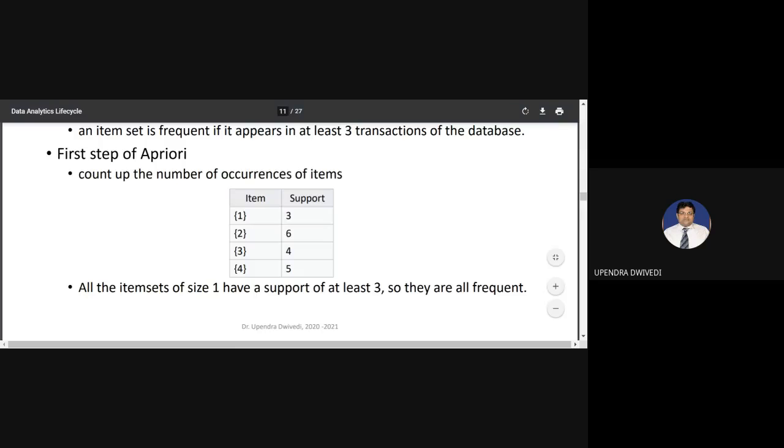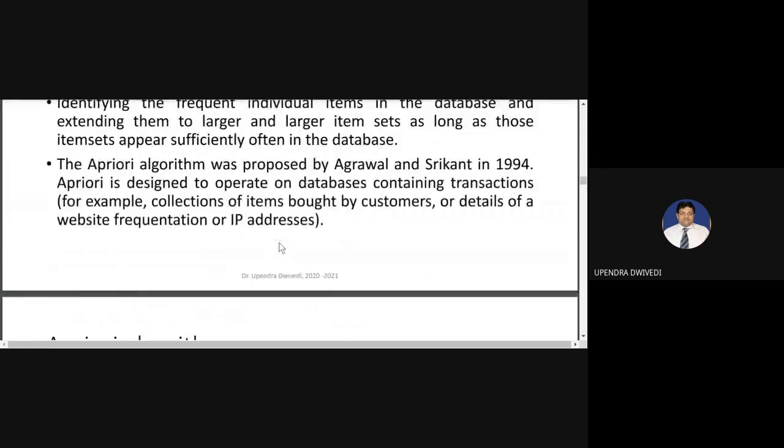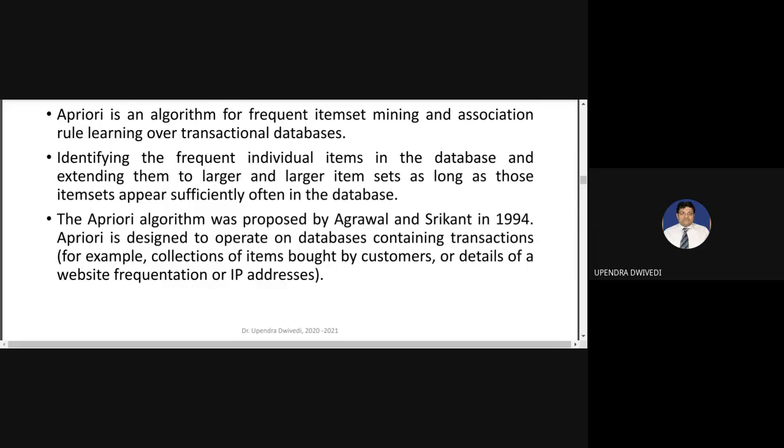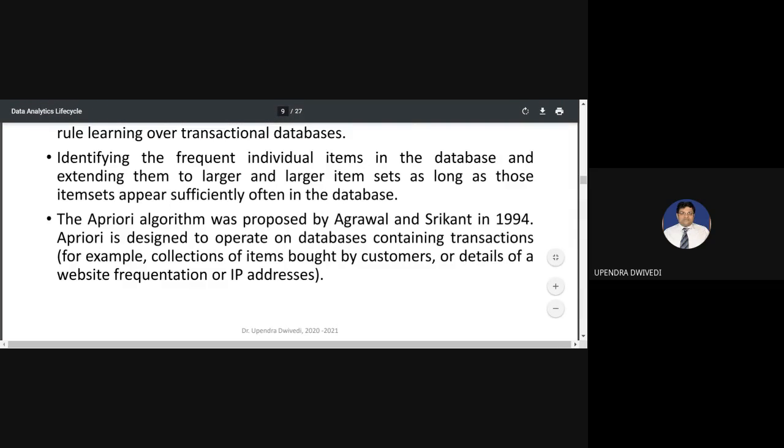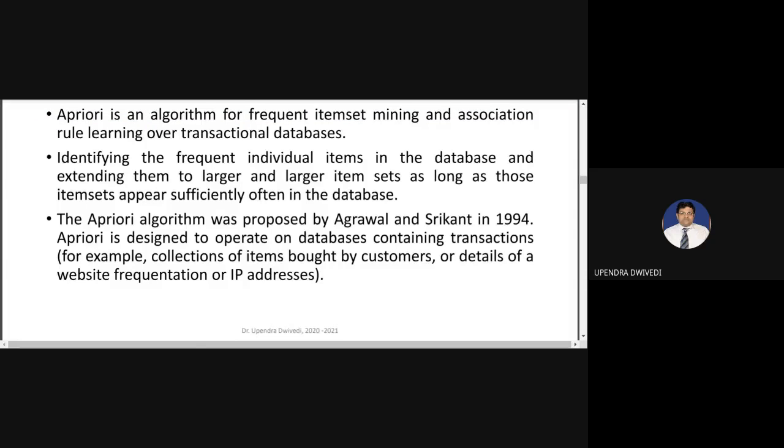So all the item sets of size 1 have support at least C, so they are all frequent. Now, this is the first step of Apriori. Apriori says to identify the frequent individual items in the database and extend them to larger item sets. Now, we'll perform the same operation for two items at a time.